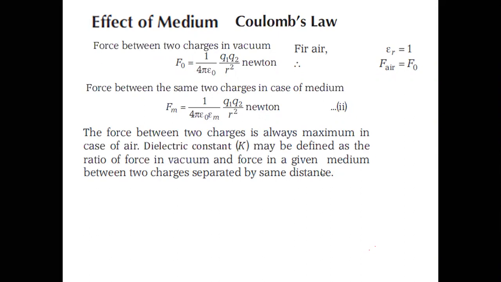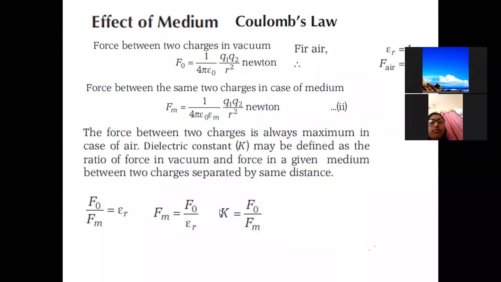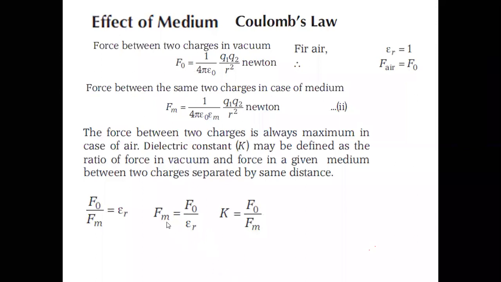And dielectric constant K may be defined as the ratio of force in vacuum and force in a given medium between 2 charges separated by the same distance. K is defined as the ratio of F0/Fm, the ratio of force in vacuum to force in medium. Let me write it mathematically. F0/Fm equal to epsilon R. This epsilon R and of course this epsilon m are one and the same. So interdependent, Fm comes here, that is force in a medium equals force in air divided by dielectric constant. So this symbol and the first symbol are one and the same. People write in different textbooks K or epsilon R. It is called relative dielectric constant.